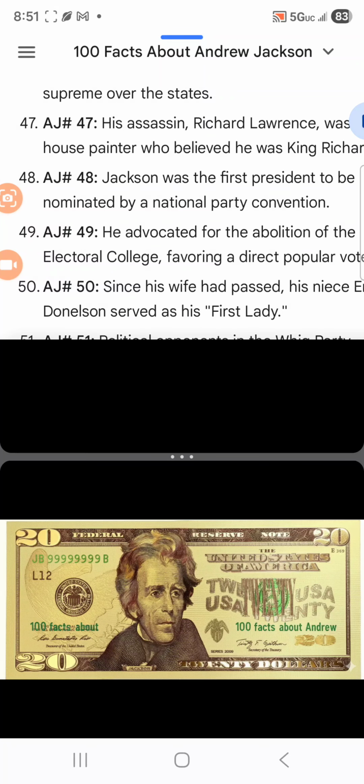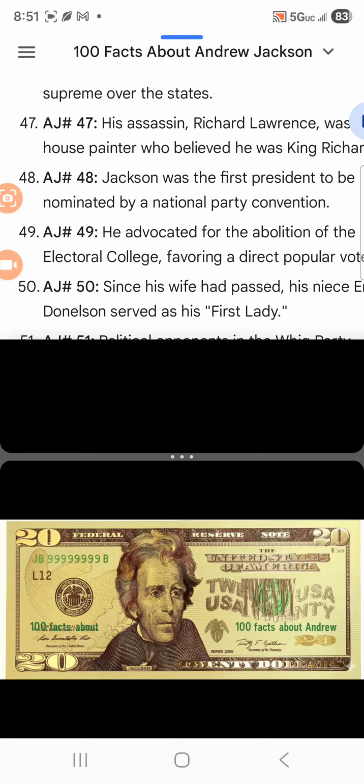47. A.J. number 47. His assassin, Richard Lawrence, was a house painter who believed he was King Richard III. 48. A.J. number 48. I guess both of them share the name Richard. Jackson was the first president to be nominated by a National Party convention.